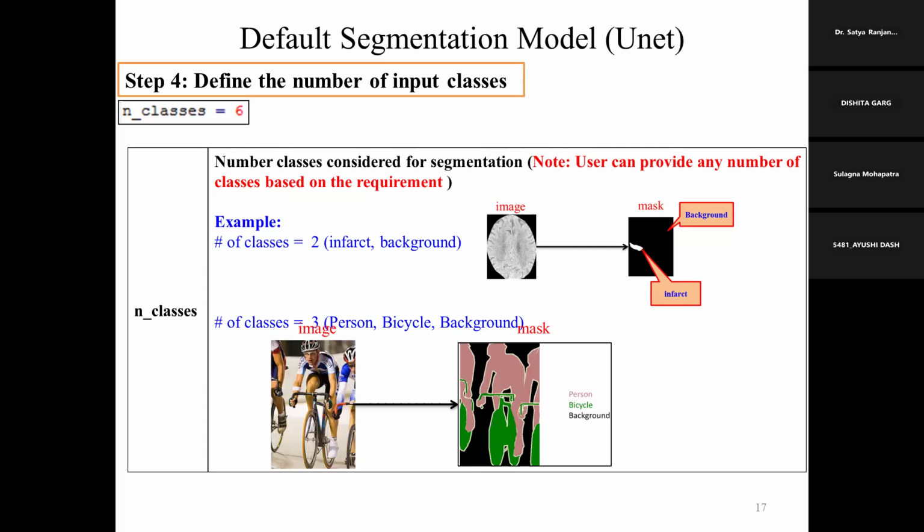We always dedicate one class to the background, so that apart from the class we want to segment, the machine knows the rest is background. Apart from the label we have given, the rest is background. So generally we give two classes. You give n plus one classes, where n is our total number of classes. Let's say we want to segment a person and a bicycle: person is one class, bicycle is one class, and background is one class, so the number of classes is 3.